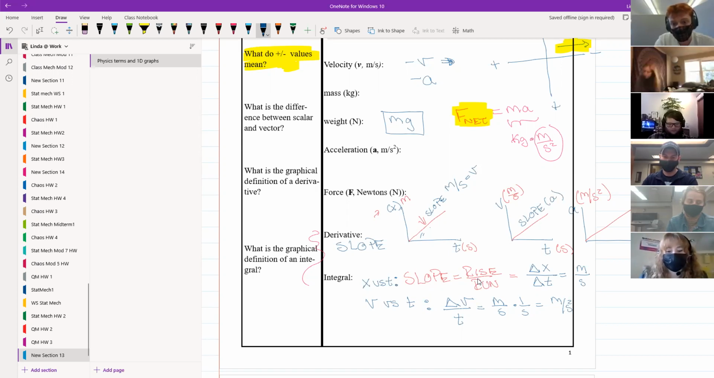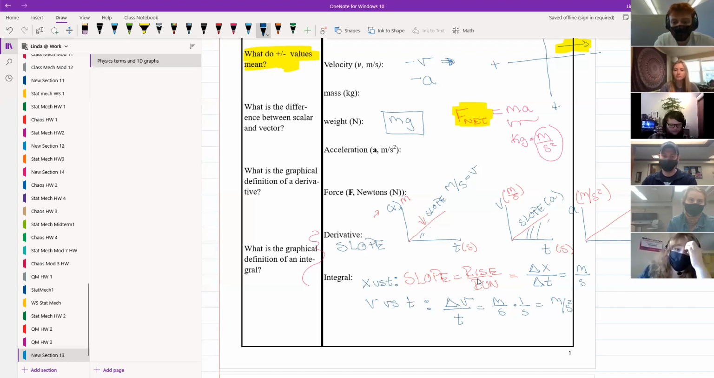Another way to think about it is I'm looking at how my velocity changes with time. If my velocity is changing, then I have to be accelerating. Otherwise, my velocity wouldn't be changing. It would be constant. So the slope of that line tells me the rate of change of the velocity versus time. Therefore, the derivative of a velocity function gives me, I'm sorry, acceleration.